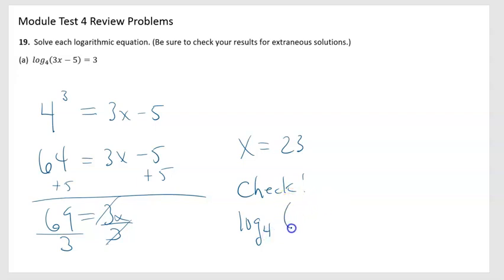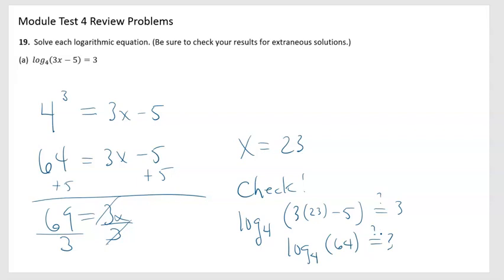Log base 4 of 3 times 23 minus 5, is that really equal to 3? Now honestly, what I'm really looking for is that this is not 0 or a negative number. But if you want to go to the full-on check, which I really think is a good idea, let's evaluate it. So that'd be log base 4, 3 times 23 is 69, minus 5 is 64. Is that really equal to 3?